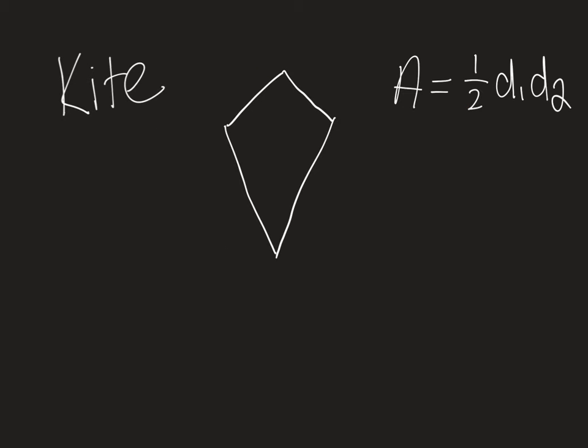Okay, the next shape we're going to talk about finding the area for is a kite. To find the area of a kite, it's typically 1/2 times D1 times D2, so we're multiplying the diagonals and then dividing by 2. Feel free to update this on your formula sheet. Remember diagonal: this would be diagonal 1, and then across here would be diagonal 2.